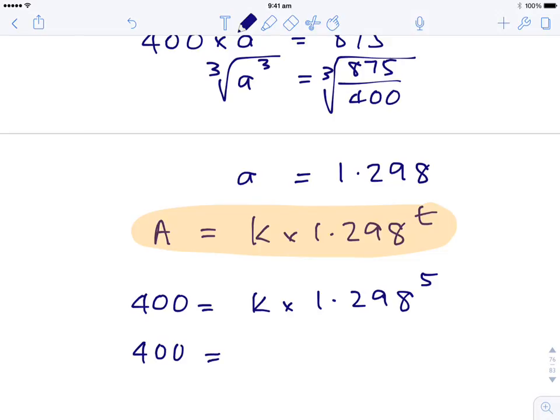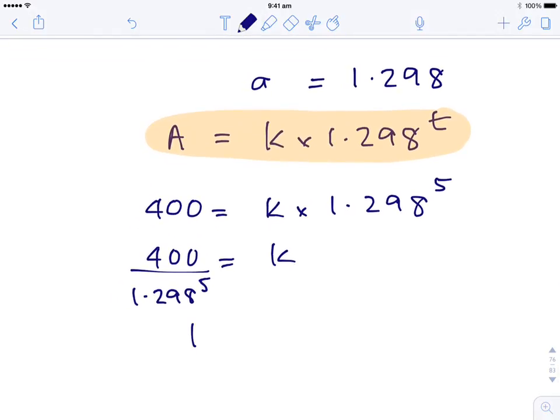So again, we get our calculator out. We do 1.298 to the power of 5, and I would be using the exact value I got from the previous question there, work out what that is, and then divide both sides by that. So 400 divided by 1.298 to the power of 5 is going to be my value of k. So k in this case here is around about 109.